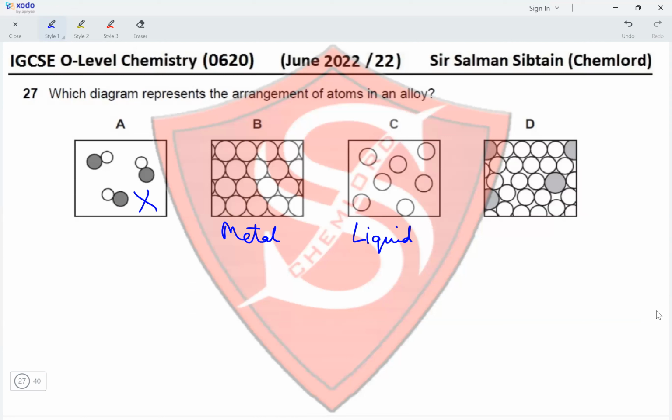And in D, we have two different sizes of atoms, differentiated by one being a white circle and the other being a gray circle of different sizes. So this is what an alloy looks like. Therefore, the correct option for this question is option D.